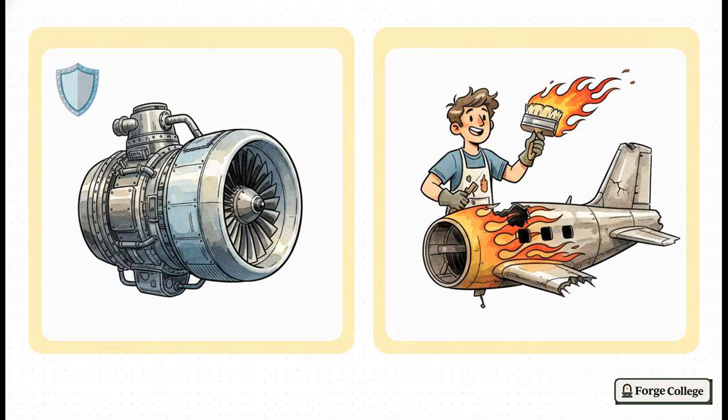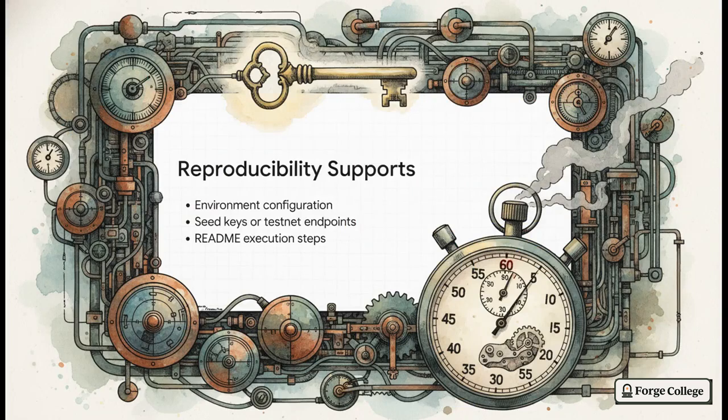Now look, I see devs all the time prioritizing pretty diagrams over actual proof. It's kind of like painting hot rod flames on the side of an airplane that doesn't even have an engine. A reviewer will treat missing essential evidence as a hard blocker, but they'll usually forgive missing polish if you've documented it. Sitting right in the sweet spot between evidence and polish are your reproducibility supports.